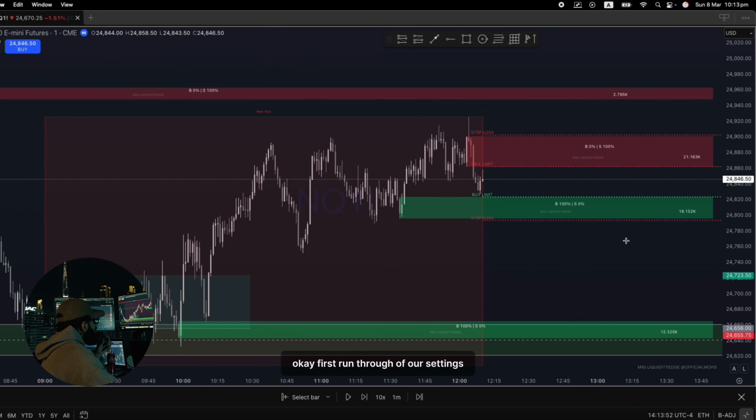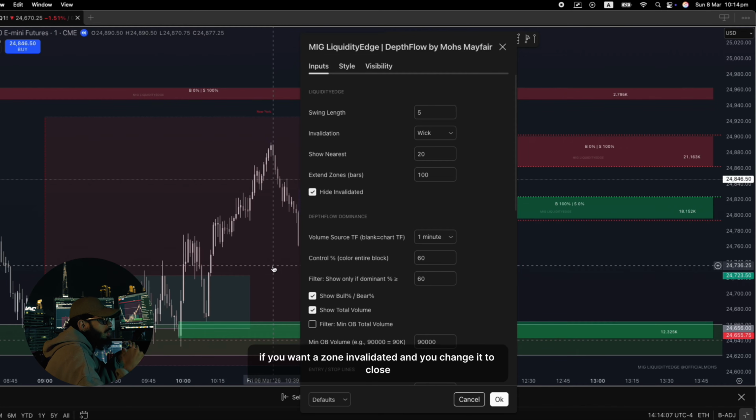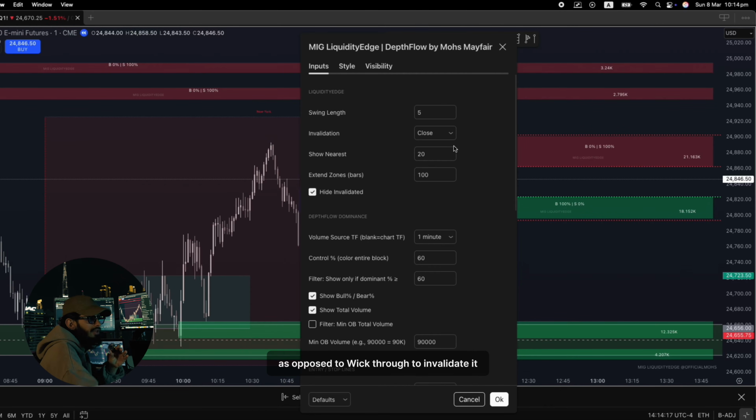Okay, first a run through of our settings. Swing length is kept at 5. If you drop it to 3, you'll get more zones. However, they won't necessarily be as strong, so if you're starting out, keep that at 5. Invalidation basically means if you want a zone invalidated and you change it to close, that means price needs to close through onto the other side as opposed to wick through to invalidate it. I keep that on wicked.